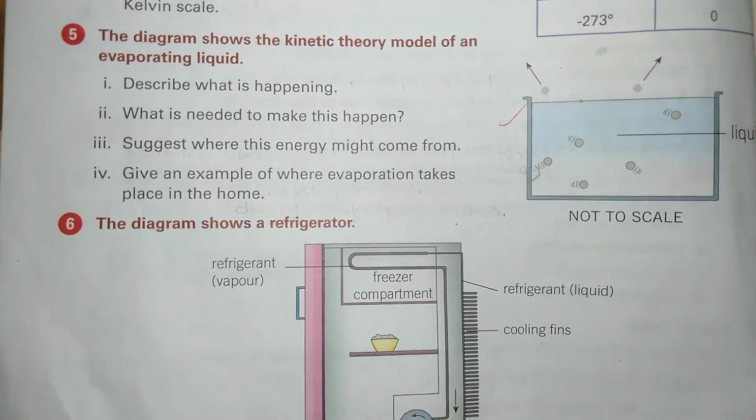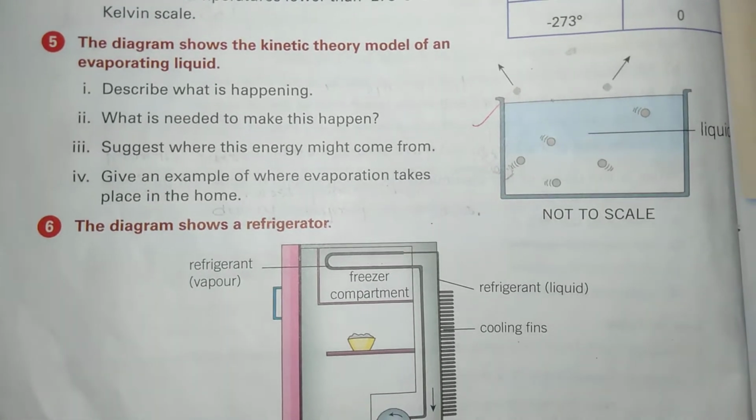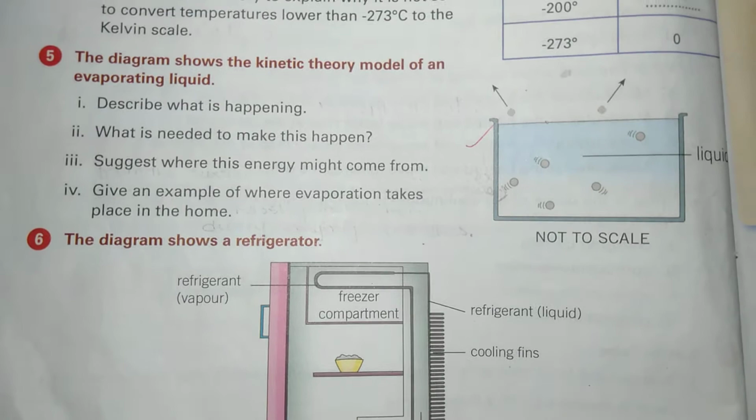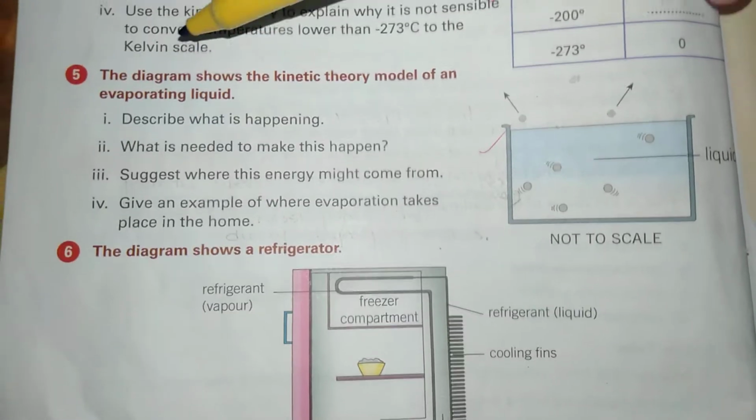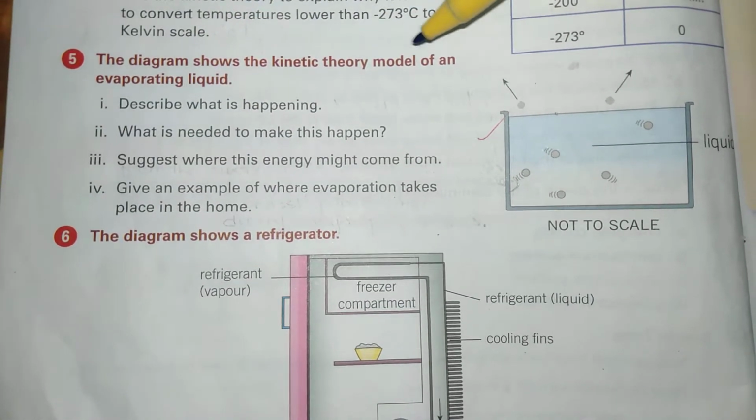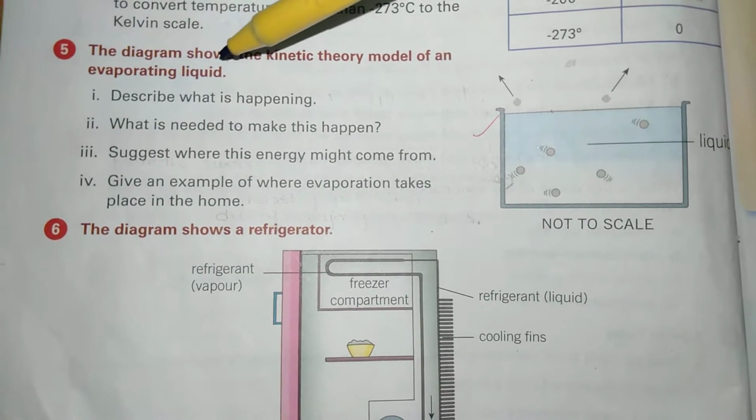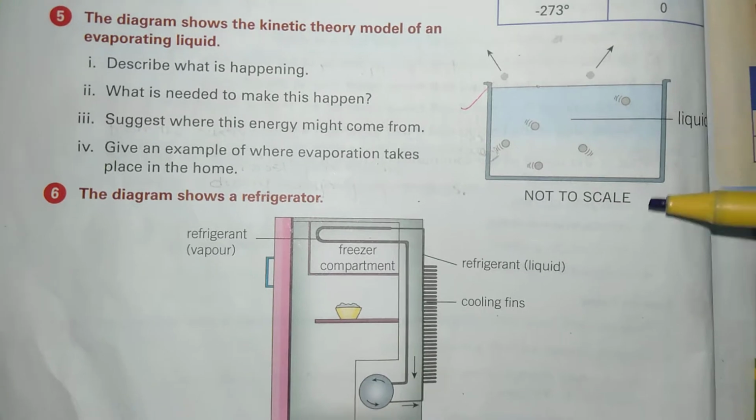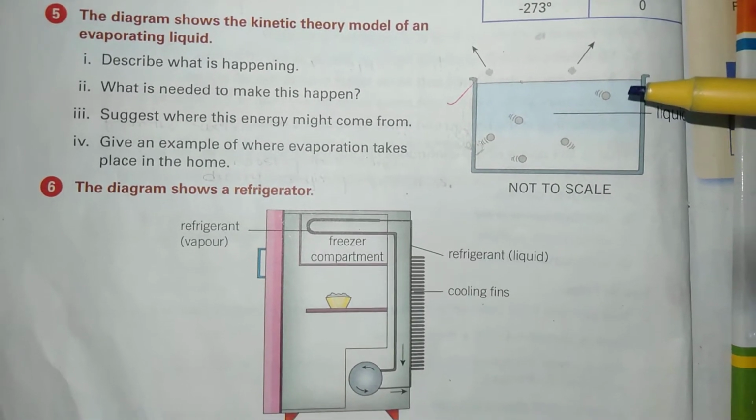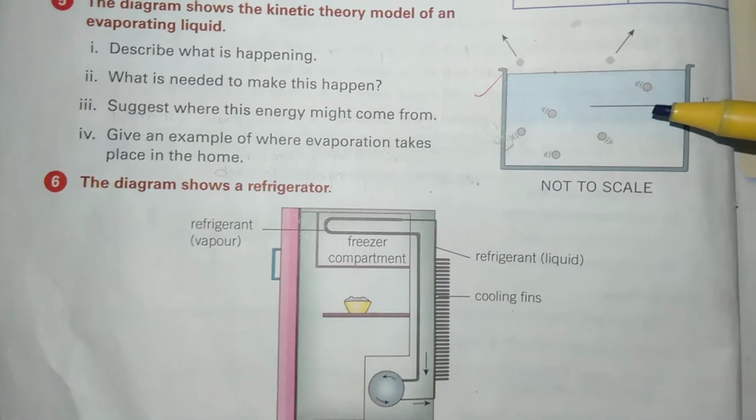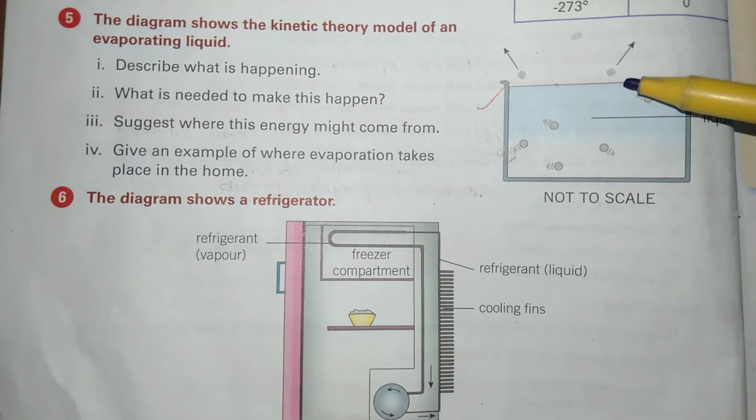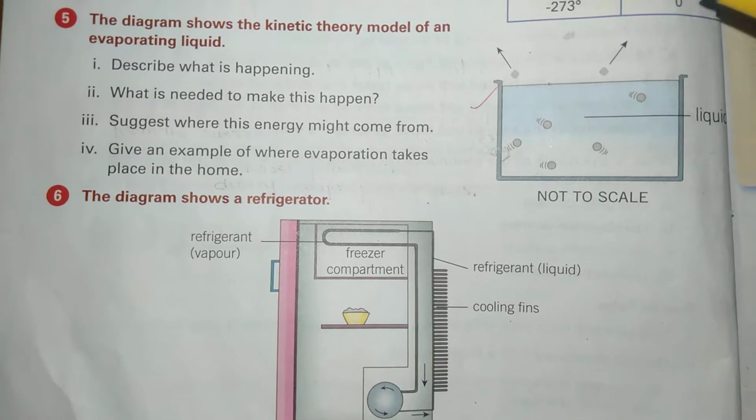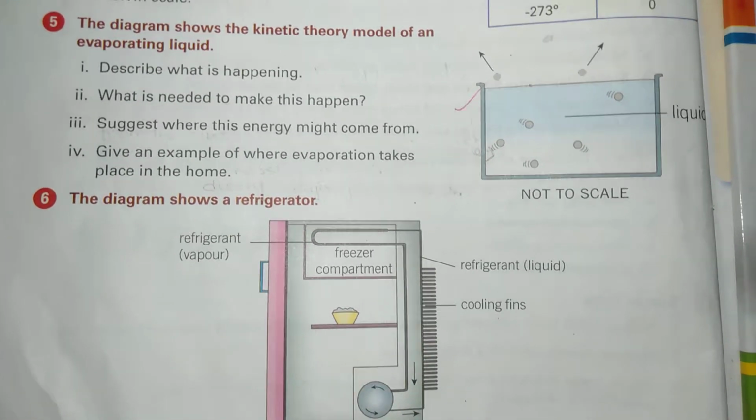Today we have to do the exercise of chapter number 1, heating and cooling, and we have to do question number 5. Question number 5: the diagram shows the kinetic theory model of an evaporating liquid. This is the container and there is liquid inside, and this liquid is being evaporated. You can see that these molecules are escaping from the surface of this liquid. Now we have to answer the questions.